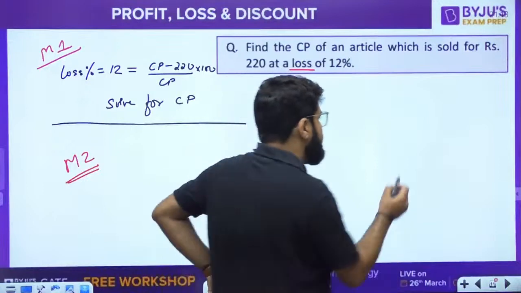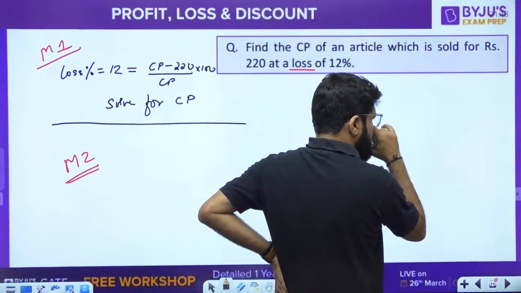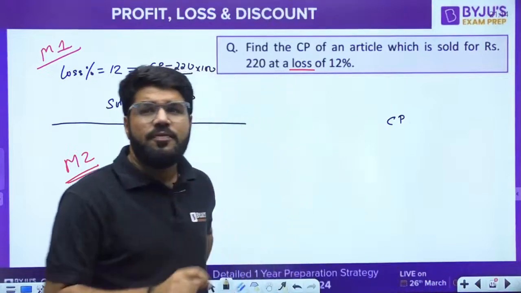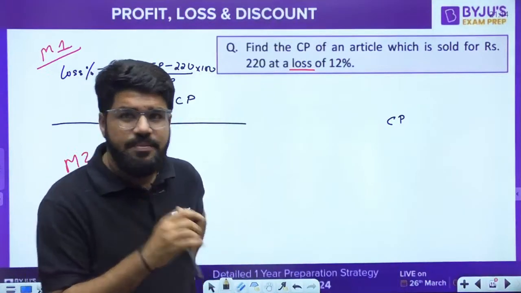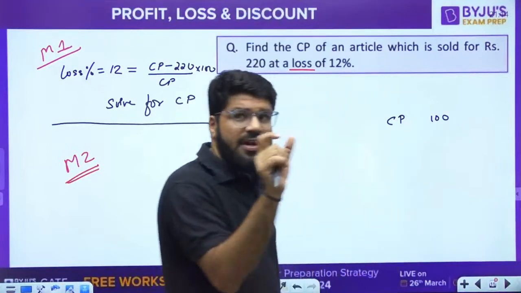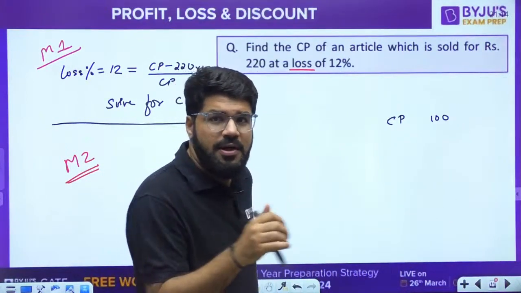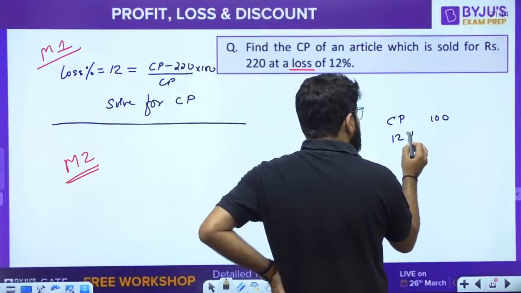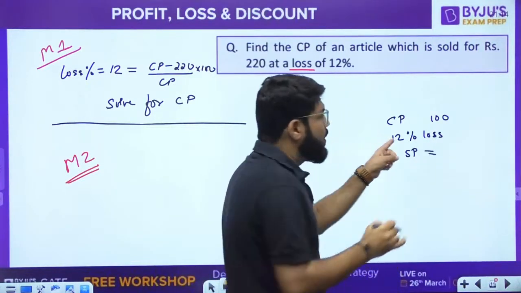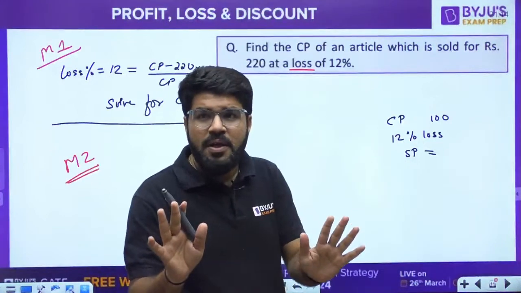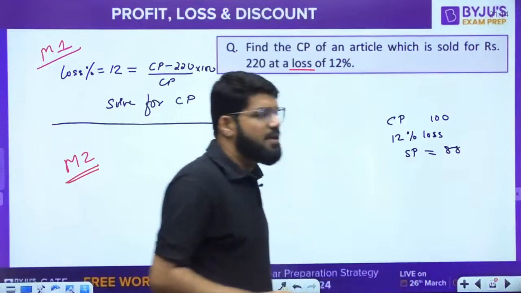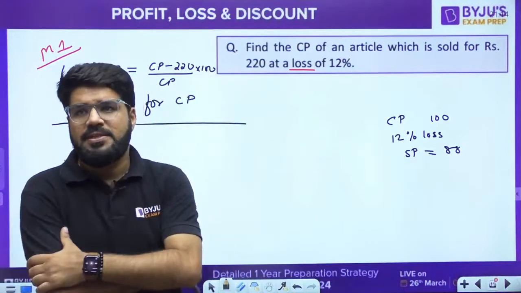Suppose I tell you that the cost price of an article was 100 rupees. Profit and loss is calculated on cost price only, right? And then I tell you that I sell it at 12% loss. So what should be my selling price? 12% of 100 is rupees 12. So if I have a 12% loss, that means I am selling at 88 rupees.